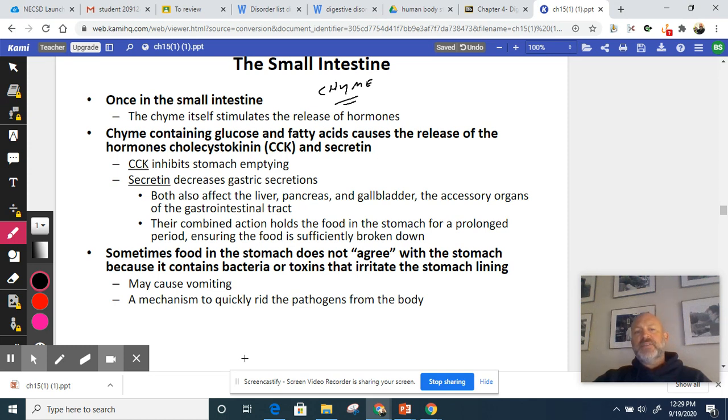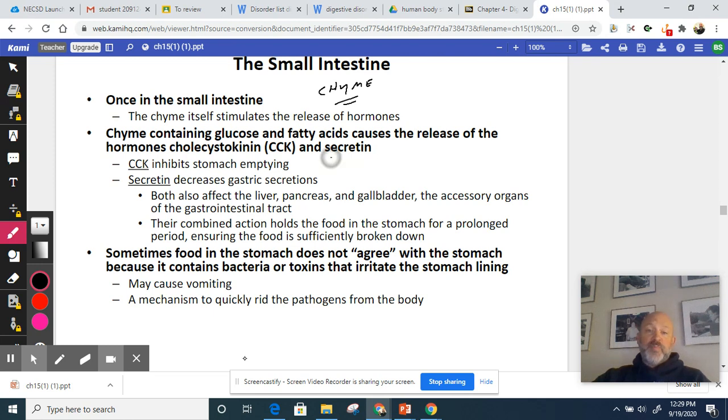What this does is, if there's fatty acids and glucose in the food, the stomach should probably hold on to that food longer to make sure that the digestion is continuing for longer. So the cholecystokinin prevents the stomach from emptying.